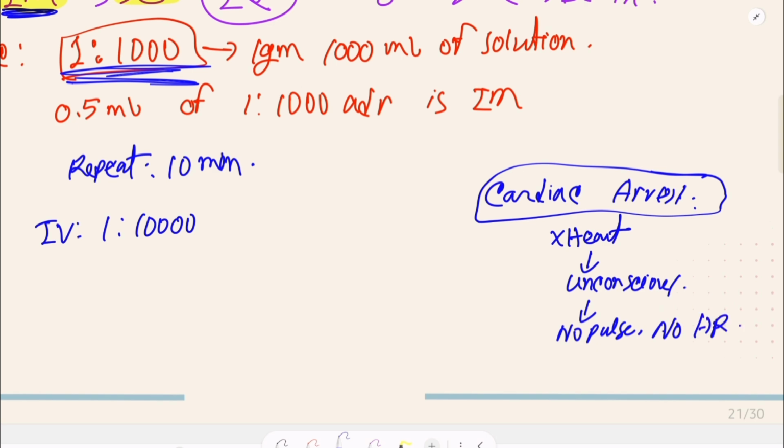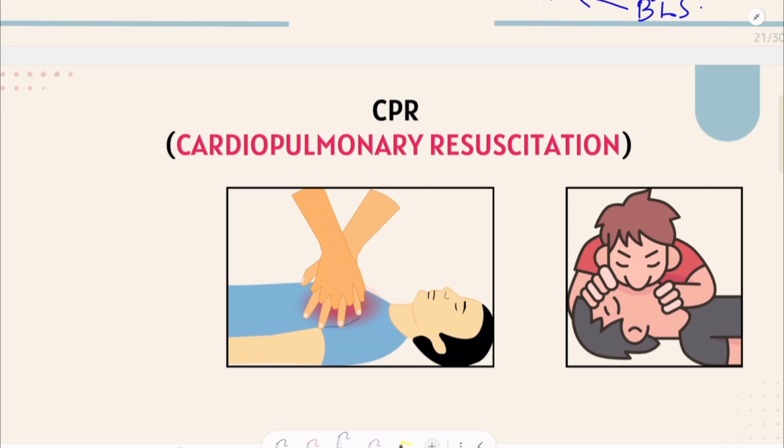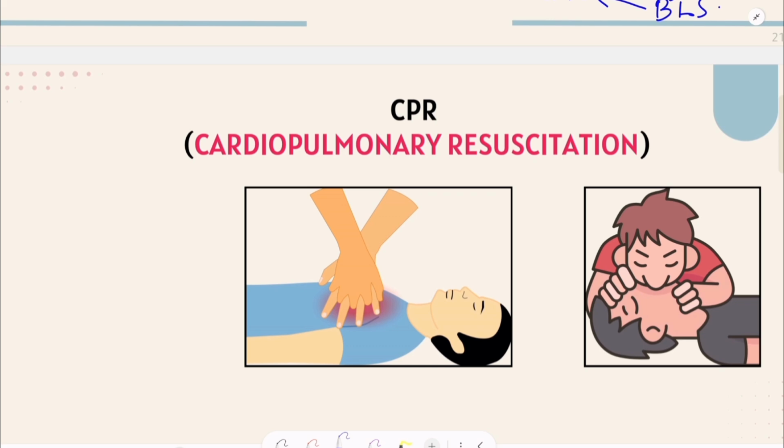So, what will we do in this person who has no pulse, no heart rate? We will give basic life support, BLS, or in simple language, what we do is CPR, cardiopulmonary resuscitation. So, how do we give CPR? What is the sequence of events? The sequence of events is CAB.